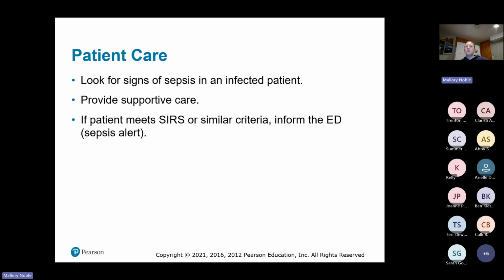Now, if you do have access to ALS level services, we're going to call them and see if they can start IVs. Patients that have sepsis really, really need to have a lot of fluids given to them.